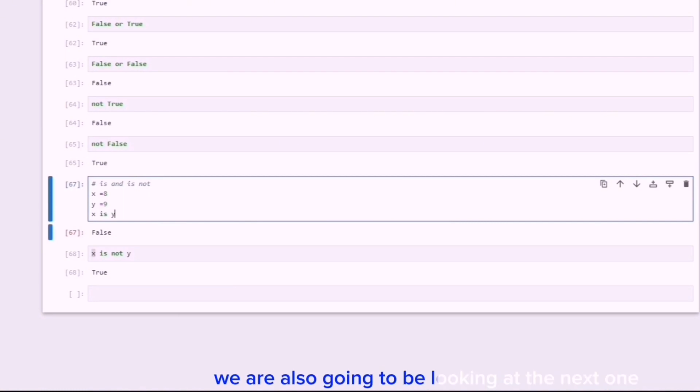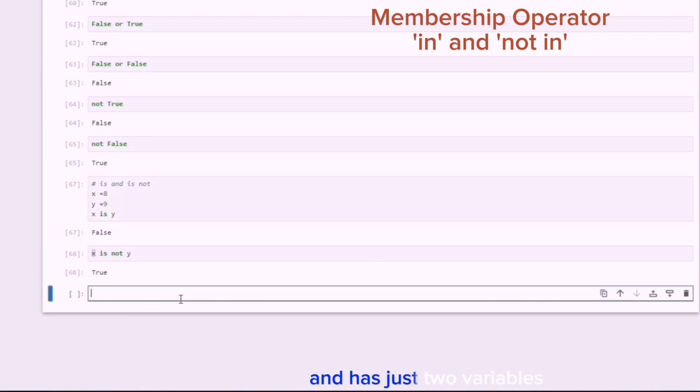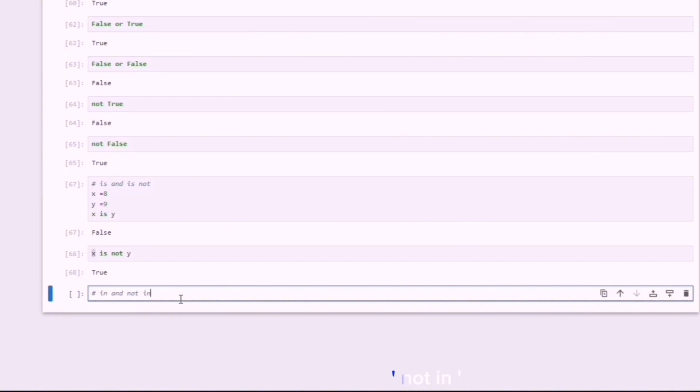Quickly, we're also going to be looking at the next one, the membership operator. Just like the name sounds, membership: the variable you are looking at, is it a member of this? Are we together? So it's also a special operator and has just two operators, which are in and not in. So these are the two it has.